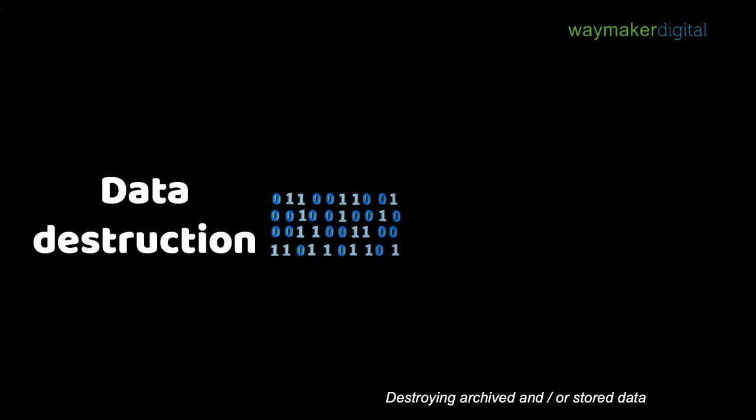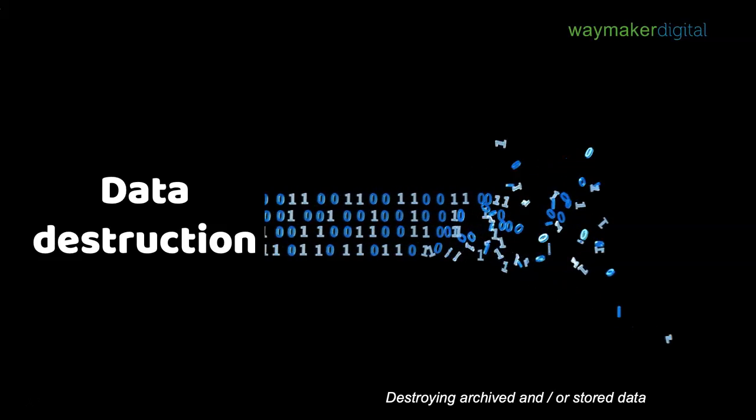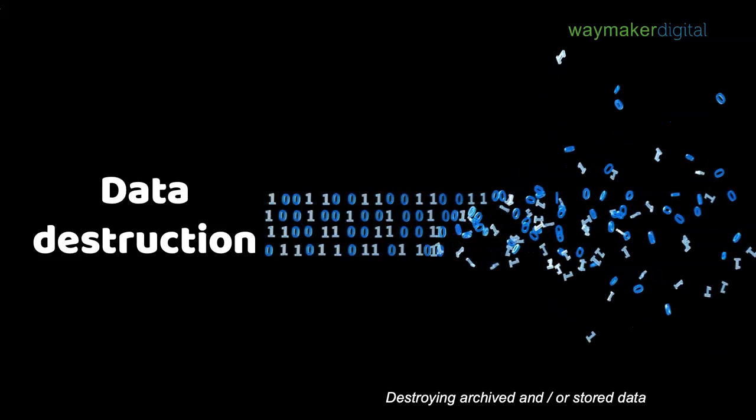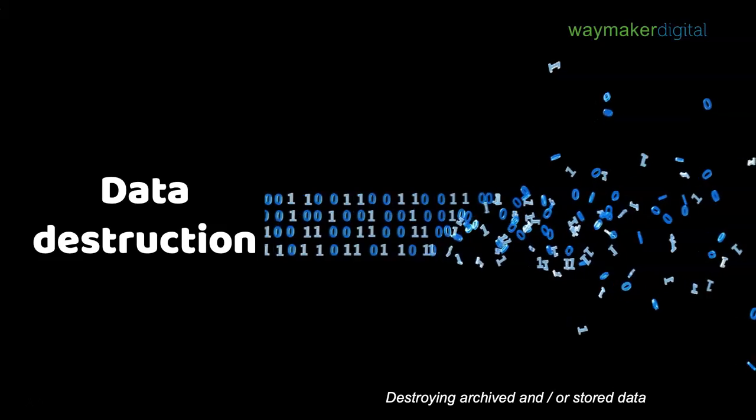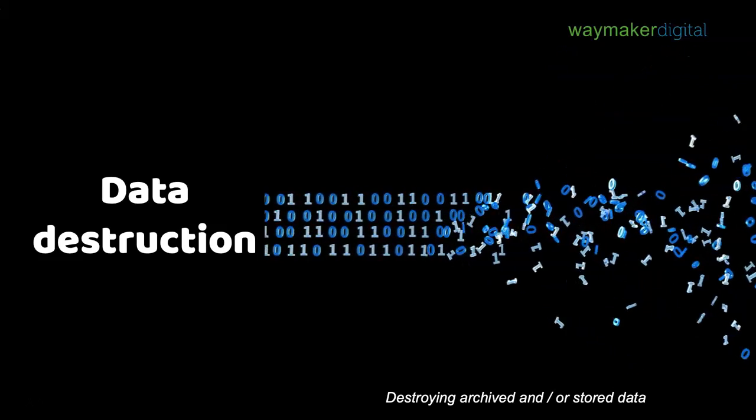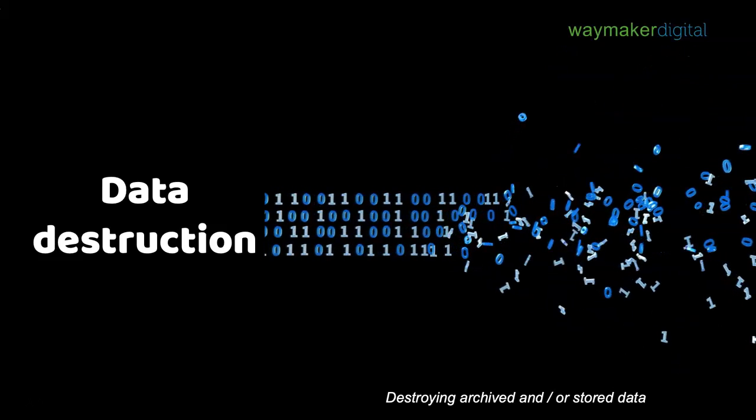Now the next one is data destruction. And this is the final stage in data lifecycle management. Okay, in this phase, there are two sides to the coin. Number one, there needs to be a strategy for destroying active data from the second phase, that's data storage, as well as archive data.